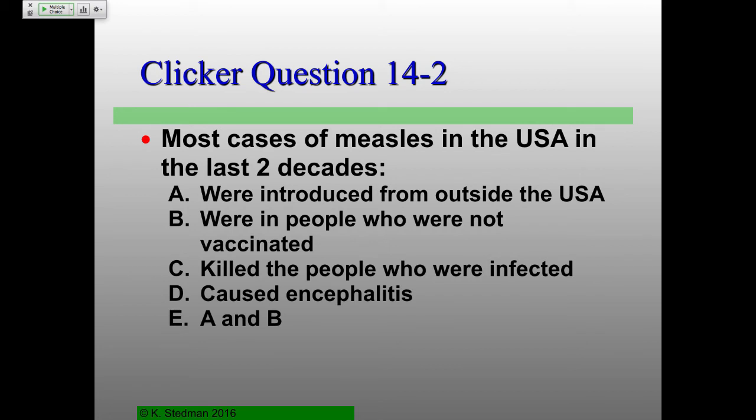Thank you. Most cases of measles in the USA in the last two decades were introduced from outside the USA, when people were not vaccinated. Killed the people who were infected, caused encephalitis, A and B.